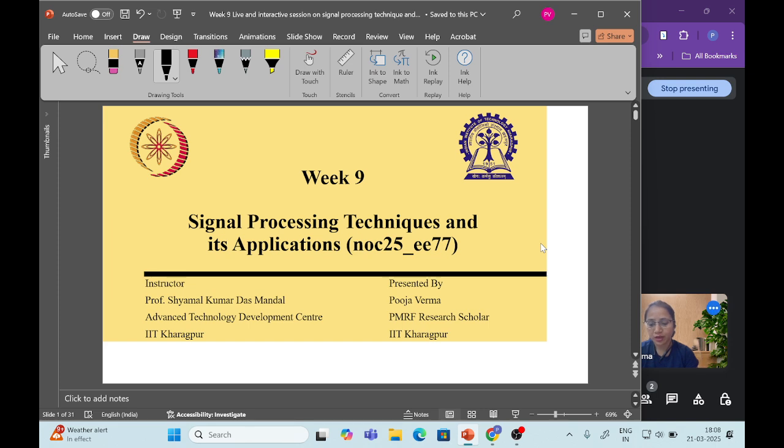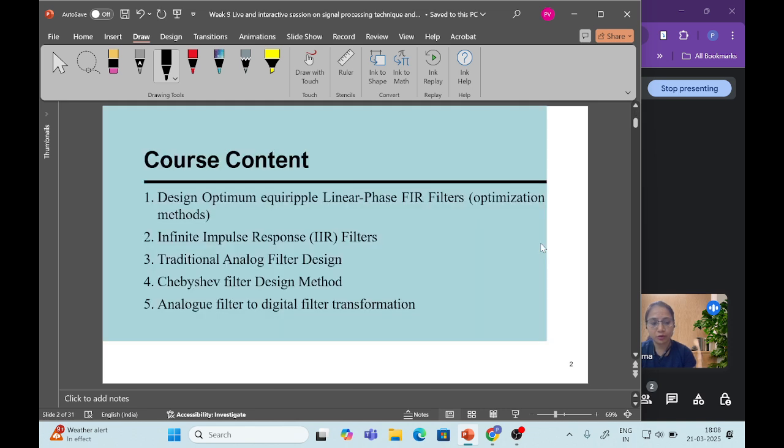So this is week 9. I hope all of you have gone through this week's video lectures. The course content this week is designing optimum equiripple linear phase FIR filters, that is optimization methods, and next, infinite impulse response filters, traditional analog filter design, the Chebyshev filter design method, and analog filter to digital filter transformation. These are the contents covered in this week's video lecture.